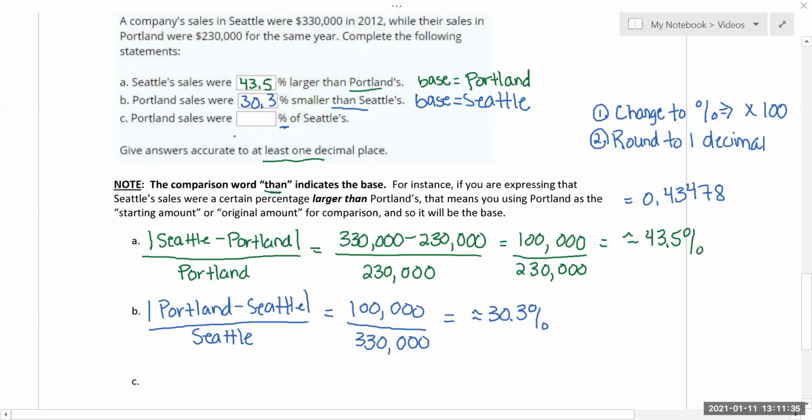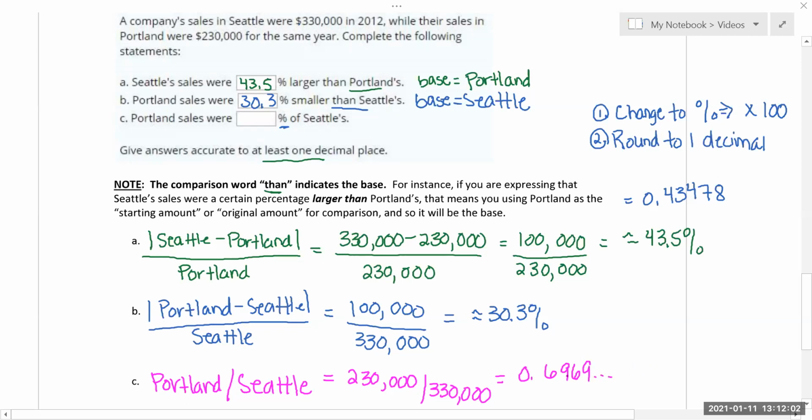How about just a direct comparison? This is a direct Portland to Seattle. This one says just do a straight comparison: what is Portland to Seattle? Okay, so that's 230 divided by the 330. That's going to give me 0.6969 repeating. So I move my decimal, 69.7. So the actual Portland sales are 69.7% of Seattle's. So again, watch for that base.